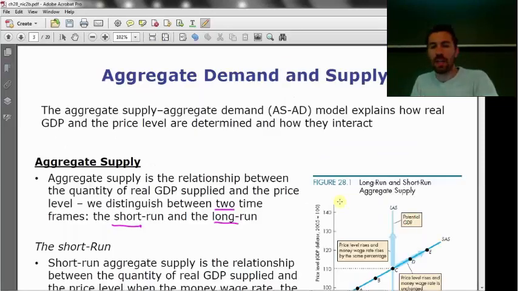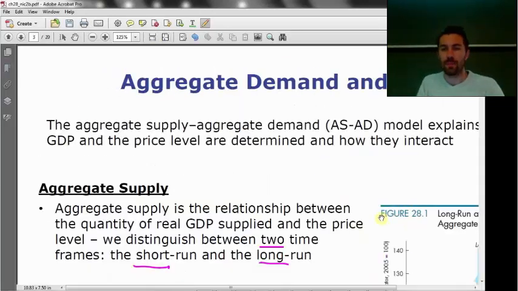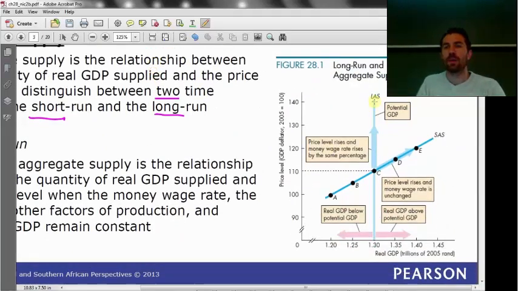So what this looks like, in the long run, this is our long run aggregate supply, plotting price level against real GDP. Here's our short run aggregate supply, plotting price level against GDP. What do we notice about the short run aggregate supply relationship? What does it tell us about the relationship between price and quantity supplied?